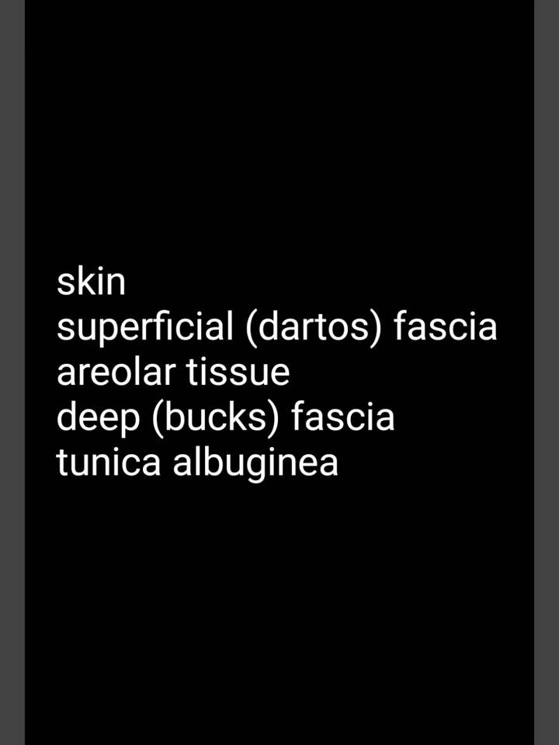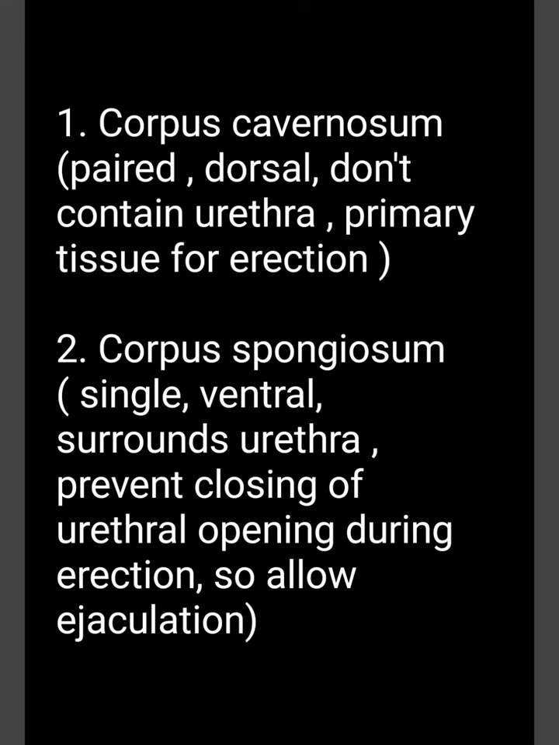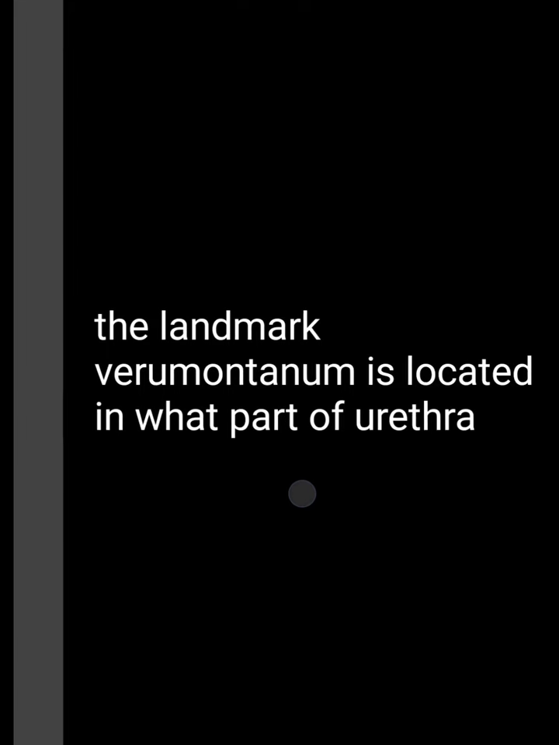Covering of penis: Skin. Superficial dartos fascia. Areolar tissue. Deep Buck's fascia. Tunica albuginea. Erectile tissue in penis: 1. Corpus cavernosum, paired, dorsal, doesn't contain urethra, primary tissue for erection. 2. Corpus spongiosum, single, ventral, surrounds urethra, prevents closing of urethral opening during erection, so allows ejaculation.